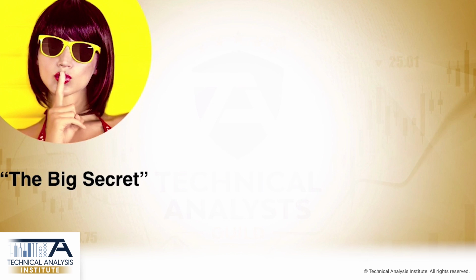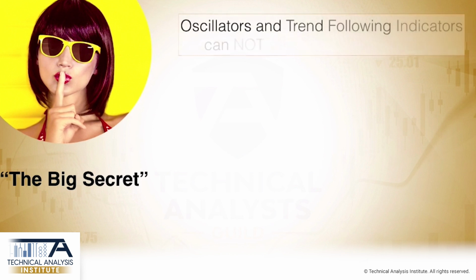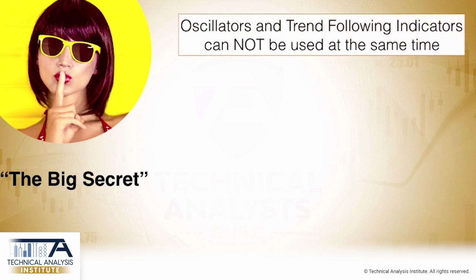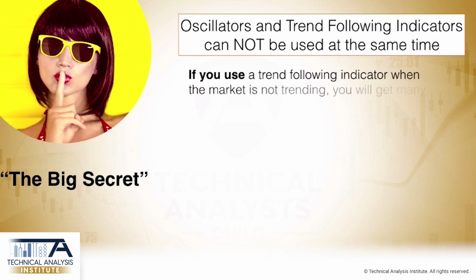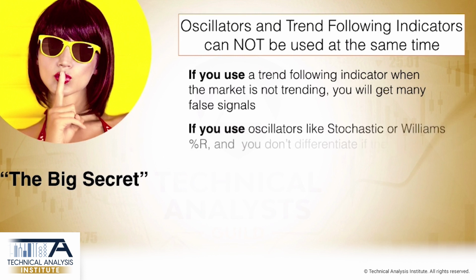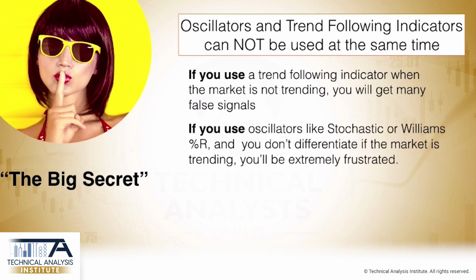Here's the big secret to oscillators and trend-following indicators. They cannot be used at the same time. If you use a trend-following indicator when the market is not trending, you will get many false signals. Conversely, if like many traders you are fond of using one or two of the most popular oscillators like stochastic or Williams percentage R, and you don't differentiate if the market is trending, you'll be extremely frustrated.